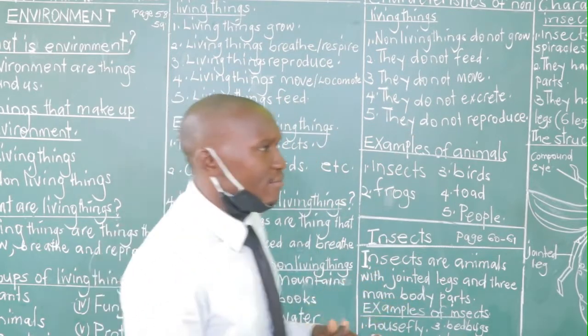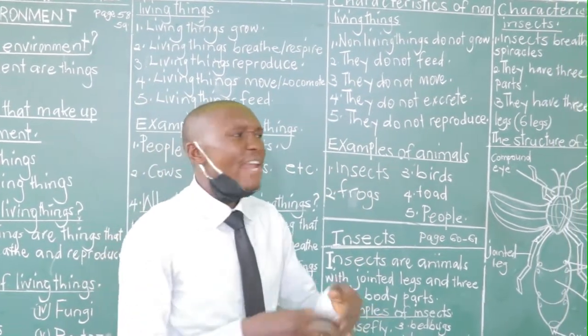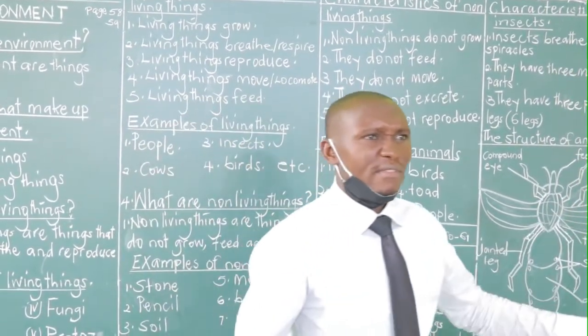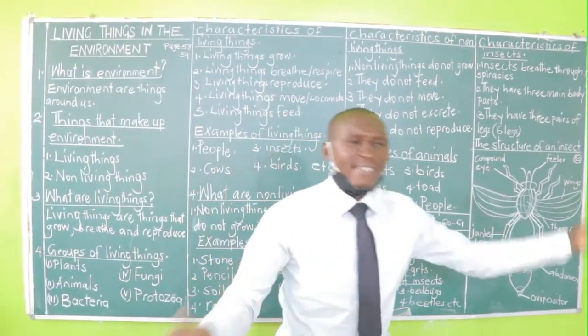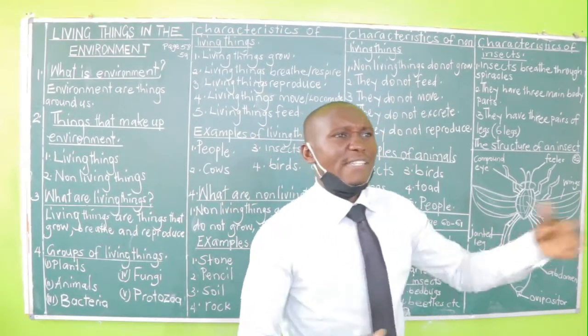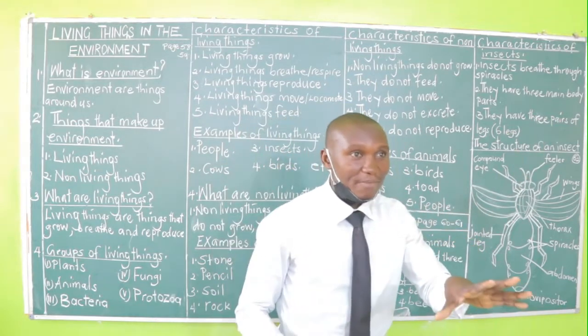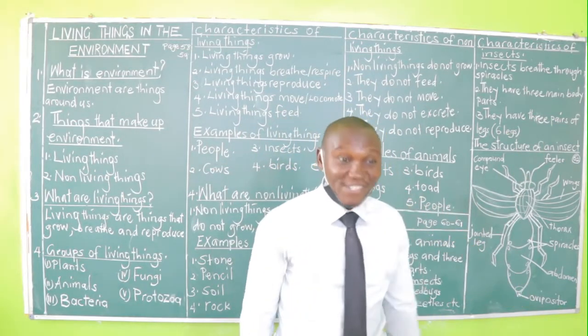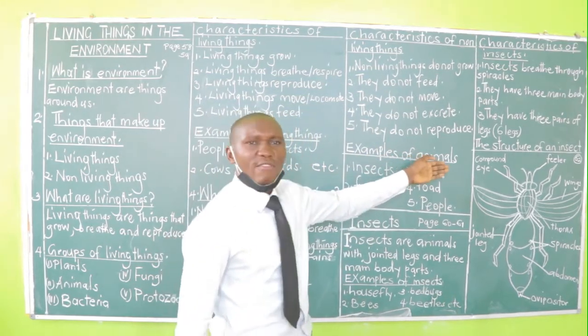From there, we moved to animals. We have animals in our environment. They are animals like cows, rats, cats, lizards. Those animals that you normally see and you like playing with. Is it so? Now, examples of animals in our environment.